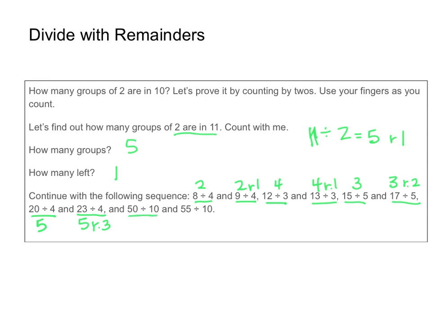50 divided by 10, 10, 20, 30, 40, 50. Well, that's 5. 55 divided by 10. Again, we still have 5, but we didn't have enough to make 10, so we've got a remainder of 5 as we get to 55.